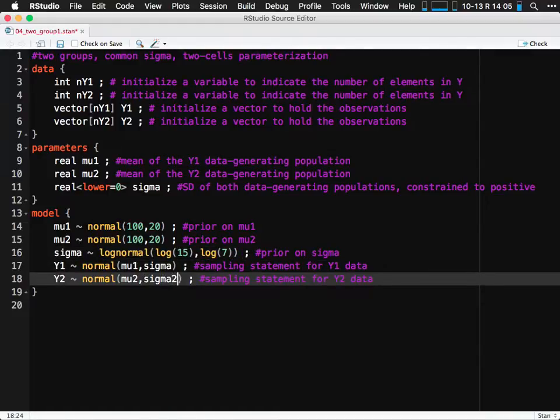The way it's structured right now, this assumes they have the same standard deviation. And we think the standard deviation is around 15, but we're only kind of sure about that. Yeah, exactly.